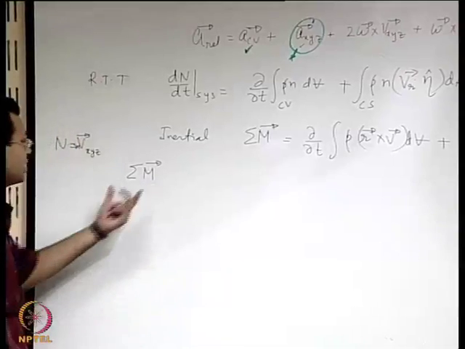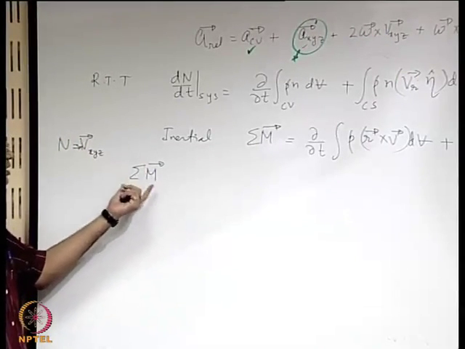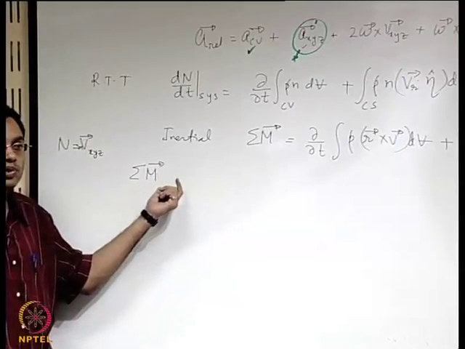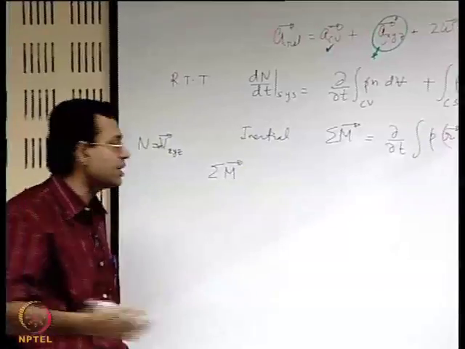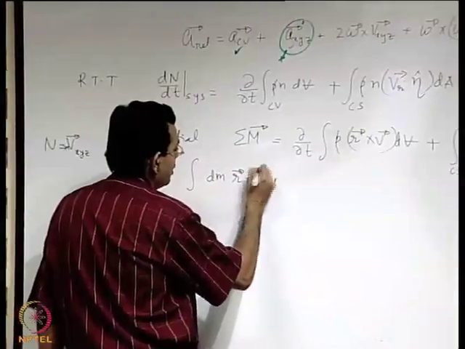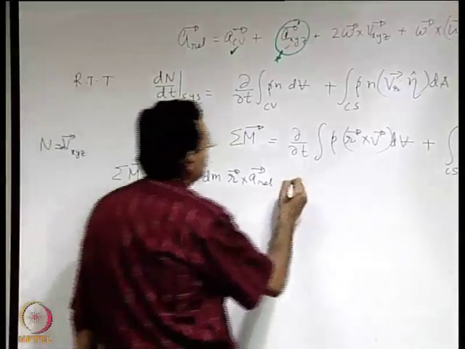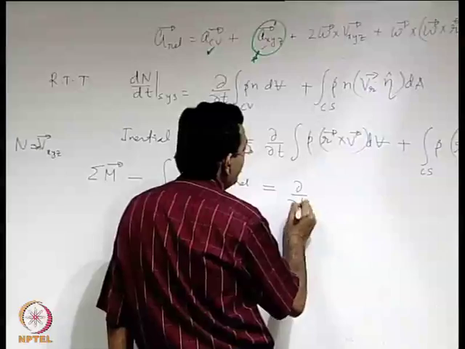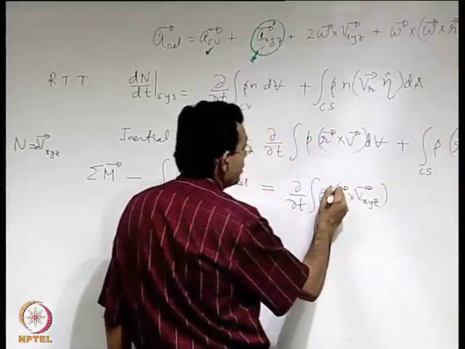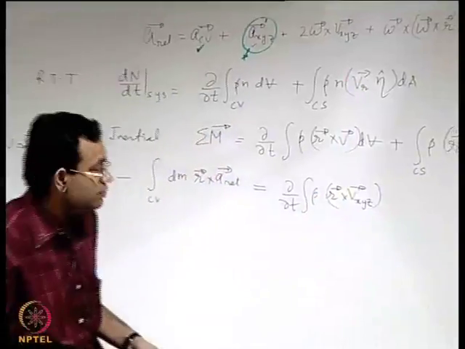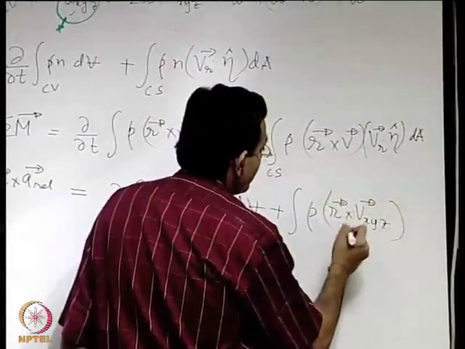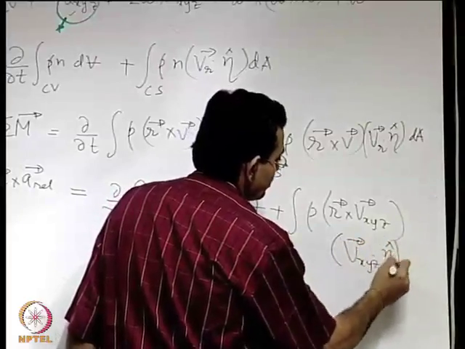So, when you have that, the first term becomes the resultant r cross m V capital XYZ, d/dt of that. So, that is the resultant moment of all forces, because in that inertial frame you can write the equivalent rotational form of Newton's second law, minus a correction integral of dm r cross A relative. This is for the mass of the control volume which is instantaneously there, and on the right hand side you replace V with V small xyz, with r cross, sorry, r cross we have already taken, dV plus integral of rho r cross V small xyz into V small xyz dot eta dA over the control surface.